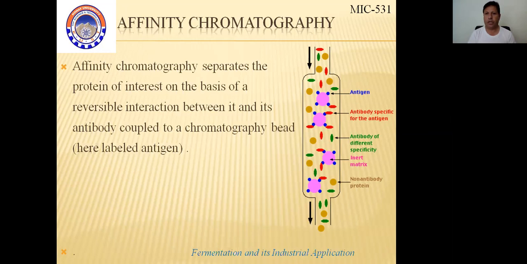So here we will use affinity chromatography: separation of proteins on the basis of reversible interactions between it and its antibody, coupled to a chromatography bead, here labeled antigen. We can see here, this is the column. This is a bead which has been coated with this antigen. This is your antibody, and this is the antigen. The bead resin in the column has been coated by antigen, and it has been packed in the column now.